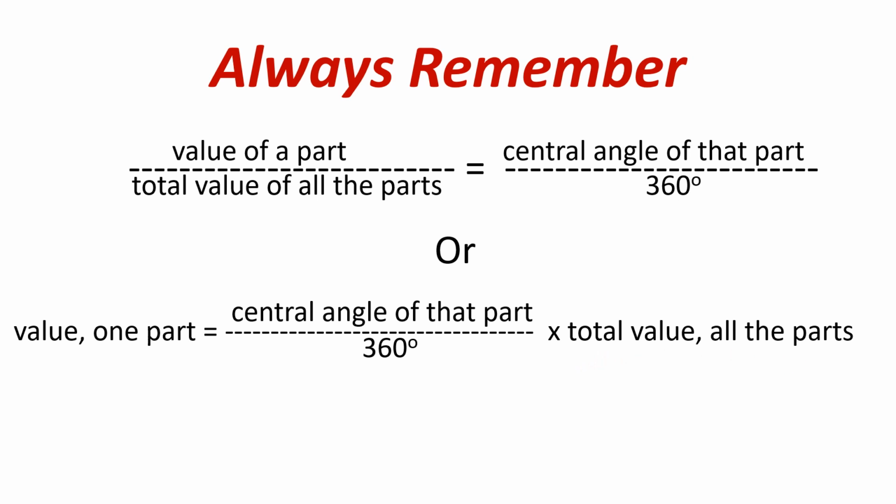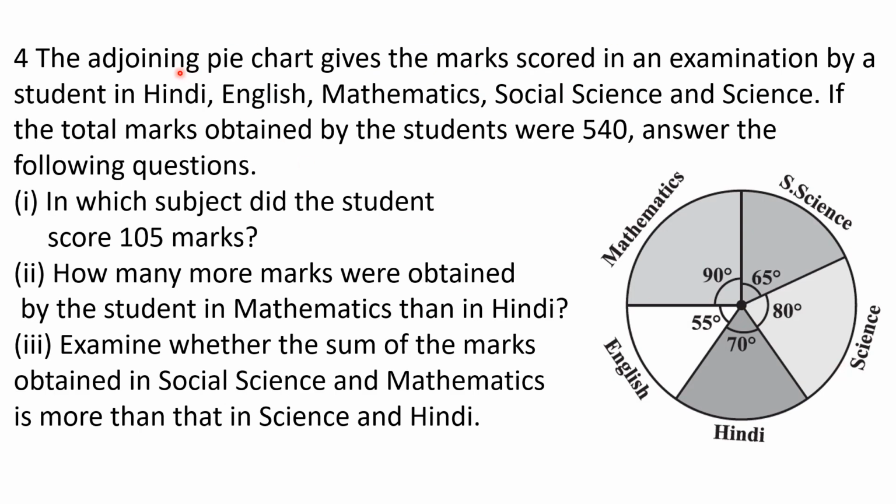Now let's do the questions. Question number 4 is the adjoining pie chart. This pie chart gives the marks scored in an examination by a student in Hindi, English, mathematics, social science and science. If the total marks, now you see the total marks here is given. So we are given the total of all the parts. Parts here is the subjects. Okay. So total marks obtained by the student is 540. It should be student, not students. Okay. So we have these three questions, 1, 2, 3. So let's do these questions one by one.